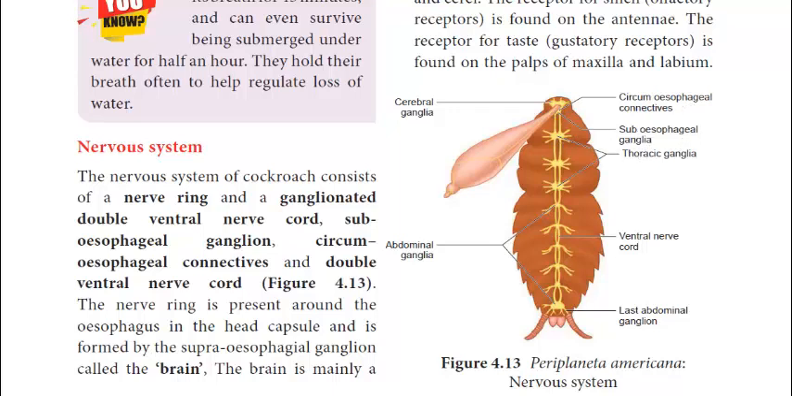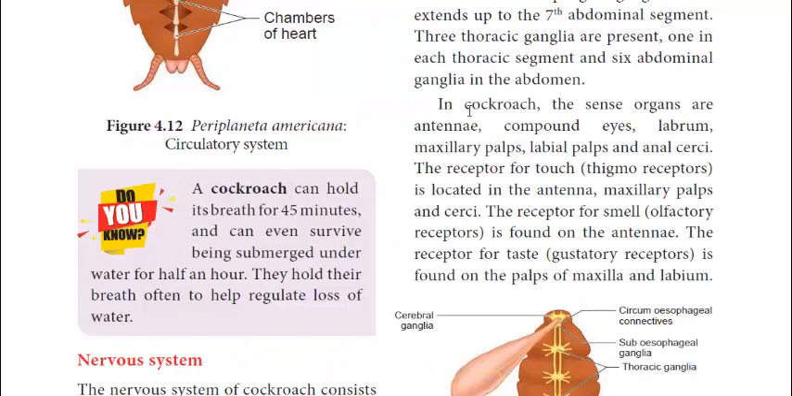Okay, and here this is the thoracic ganglion. In the thoracic region you can see the ganglia, and further you can see the ganglia in the abdominal region also, and the central line cord which is running here is called the ventral nerve cord. From the abdominal segment to the last abdominal segment, they have abdominal ganglia. Okay, the last abdominal ganglion you can see here. So this is the nervous system present in Periplaneta americana.